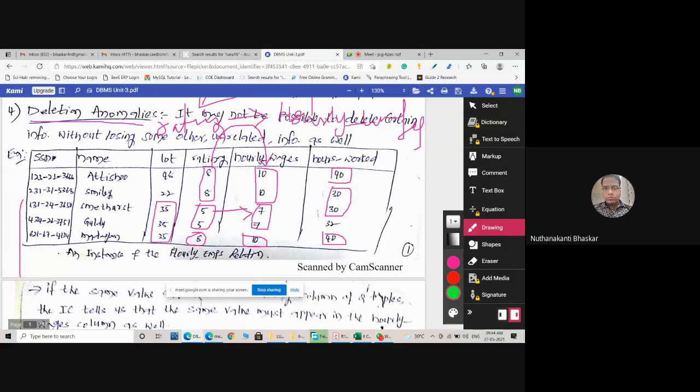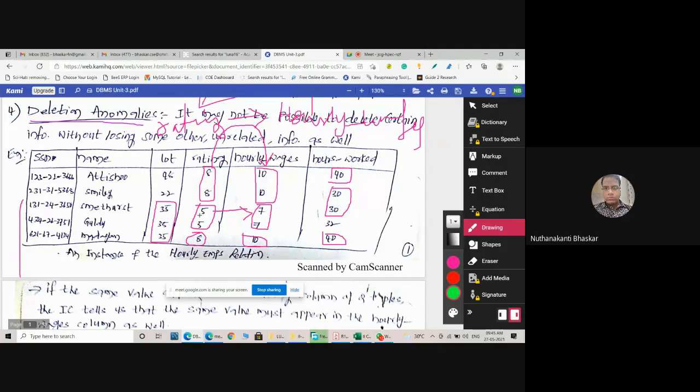Hello? In this table, is data redundant or not? Then you are asking, again I am explaining, but no response. How can I understand? Yes, sir. In this table, is redundant data there or not? Yes, sir, there is.